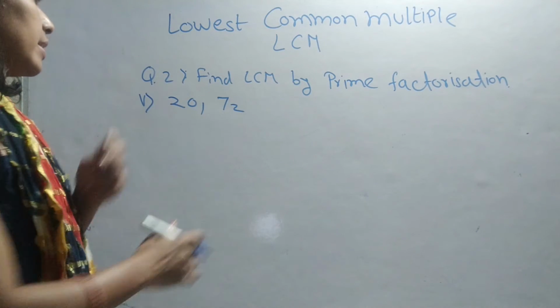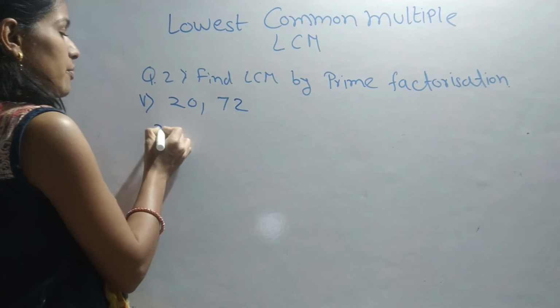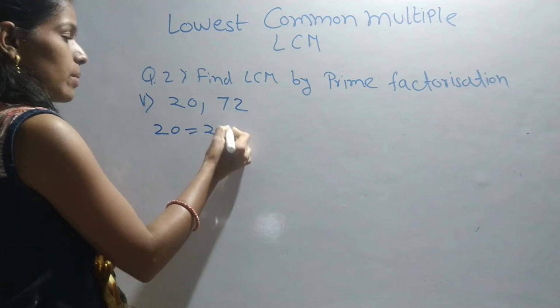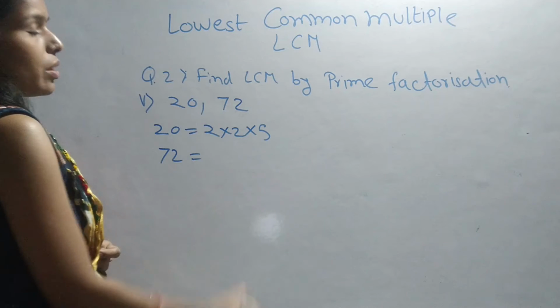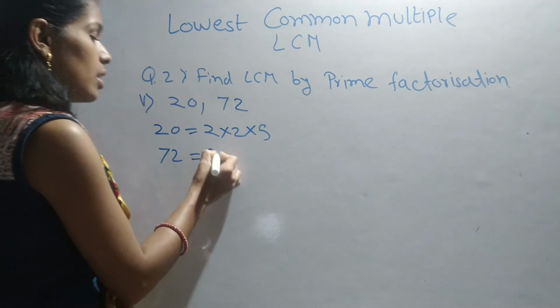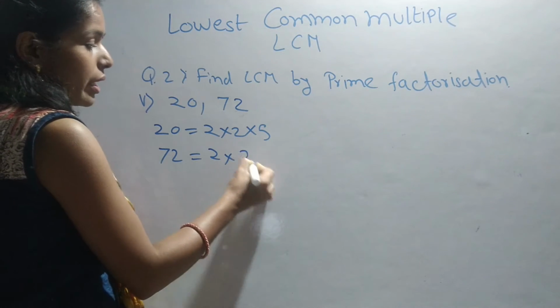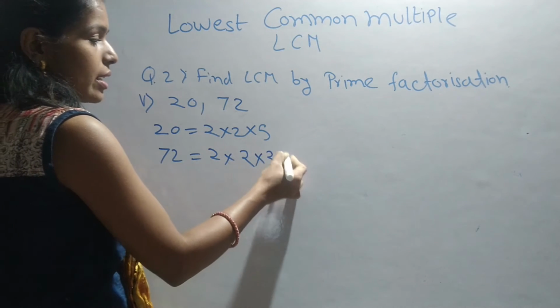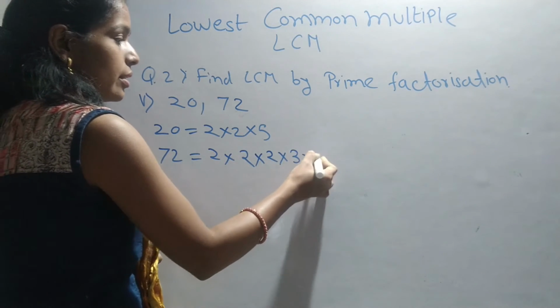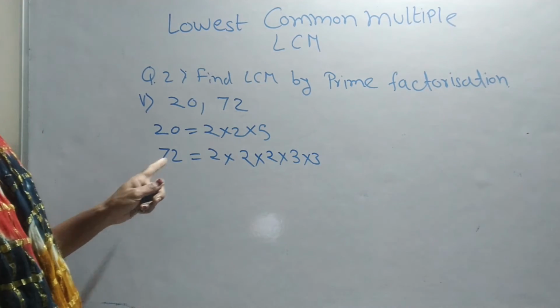Fifth example is 20 and 72. What are the prime factors of 20? We know that 2 multiplied by 2 multiplied by 5 is 20. And the prime factors of 72 are, we know that 36 2s are 72. 18 2s are 36. And 2 9s are 18. And 3 3s are 9. This is the prime factorization of 72.